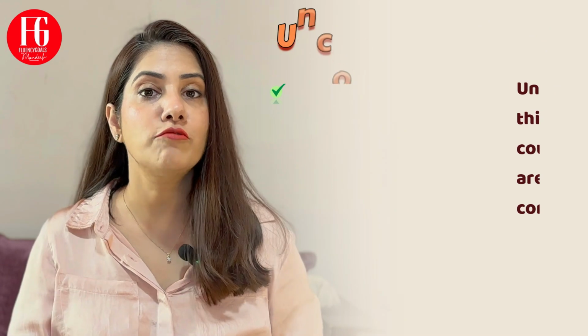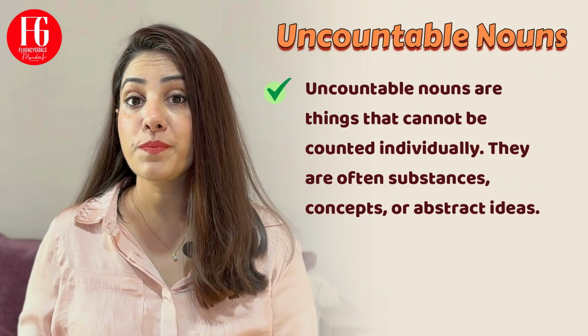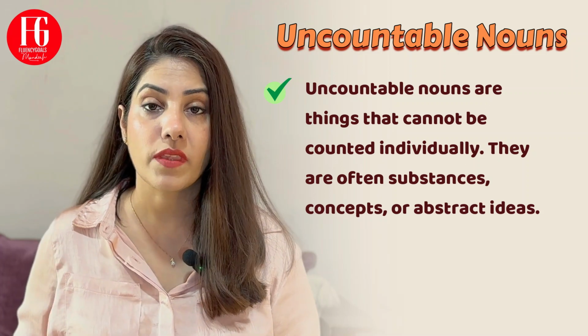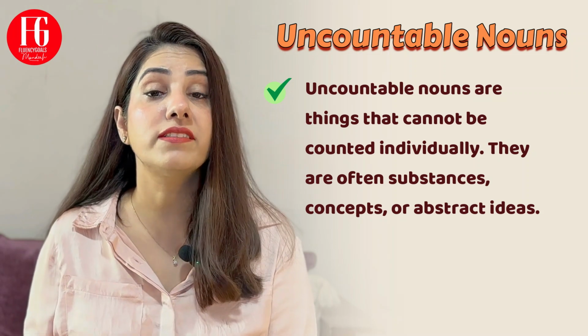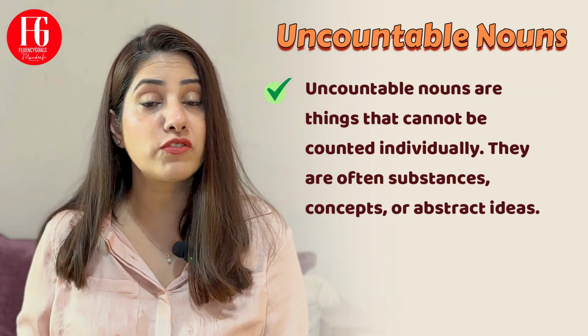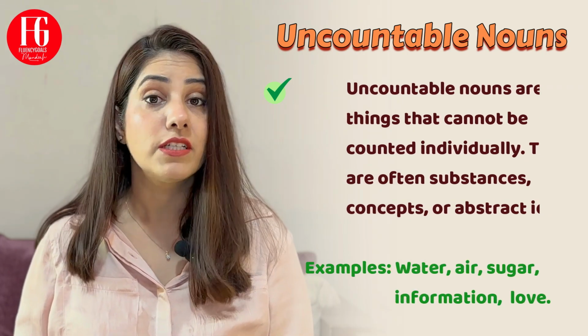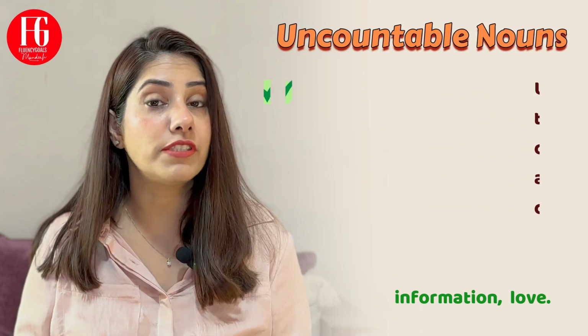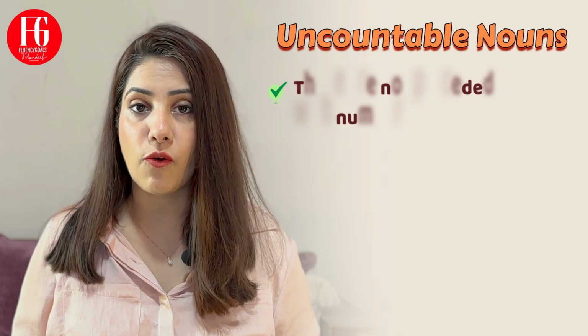Now, what are uncountable nouns? Uncountable nouns are those things that cannot be counted physically or individually. They are often substances, concepts, or abstract ideas. Concepts or abstract ideas like information, honesty, love. So these things cannot be counted individually, and these do not have their plural forms.